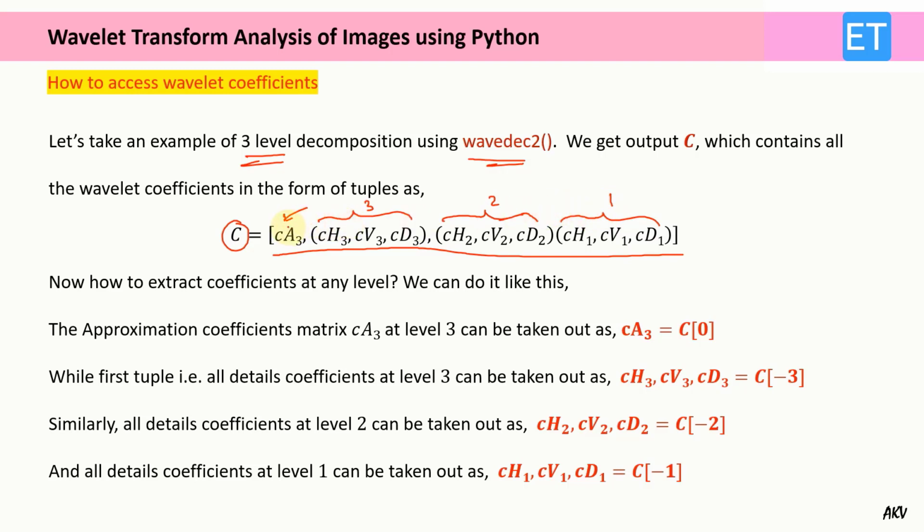So if you want to extract this CA3, you can always do it like this. With C[0], you can take out CA3. Similarly, if you want to take out the CH3, CV3 and CD3 tuple, you can use C[-3]. And for the next tuple, you will use C[-2]. And for the last tuple, you will use C[-1]. Okay, so it is quite easy.